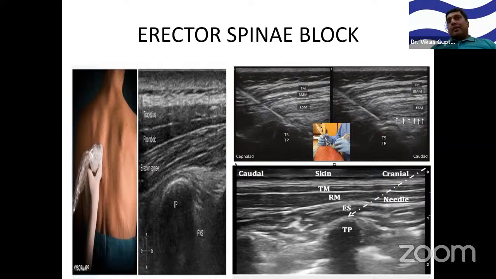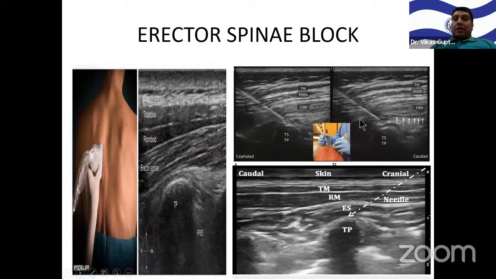If you ask me the mechanism of action, it is not well defined, but we can say that interfascial spread toward the posterior rami of spinal nerves is possibly the mechanism. We put the patient in sitting position, linear probe in paramedian sagittal orientation, 2 centimeters from the midline, and try to visualize the transverse process. See this transverse process.